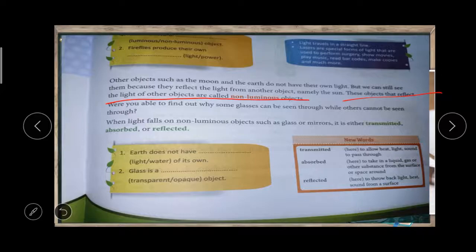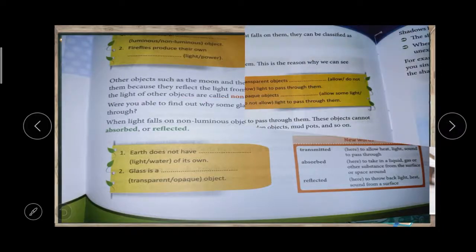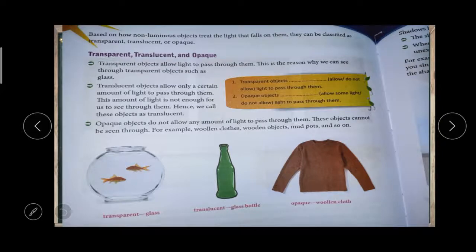So if light falls on a non-luminous object, it is either absorbed, transmitted or reflected. Based on how the object treats the light, whether it is reflecting, transmitting or absorbing, the non-luminous objects are classified into three types: transparent, translucent and opaque. Transparent means it allows light to pass through.